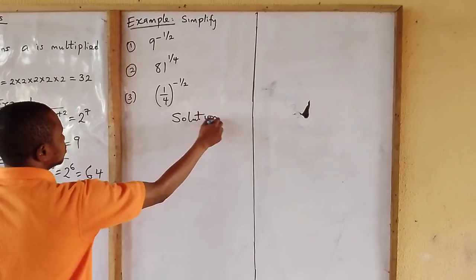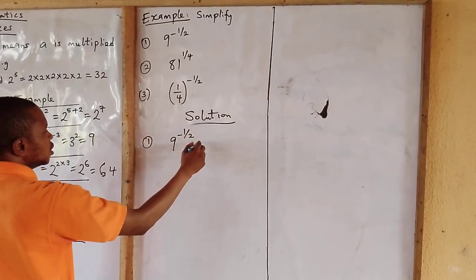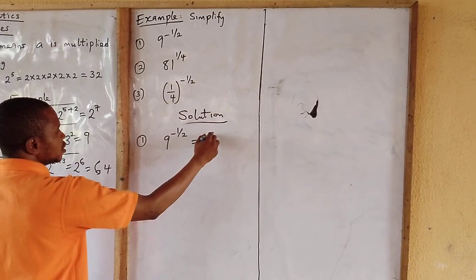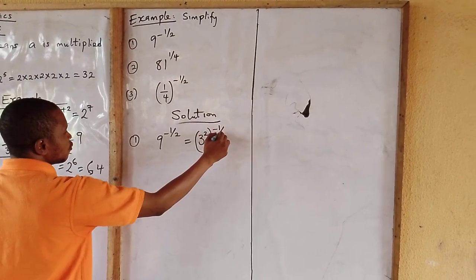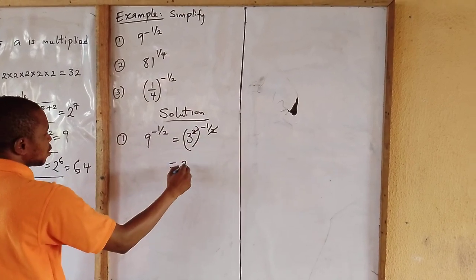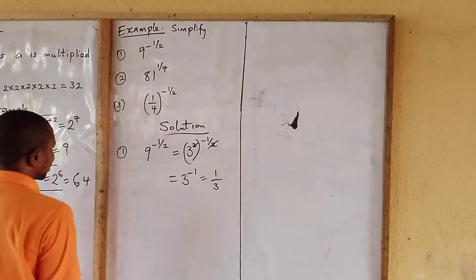Simplify the following. Number 1, we have 9 raised to the power minus 1 over 2. 9 will be written in index form. So we are going to have 3 raised to the power 2 in brackets of minus 1 over 2. So these two, we eliminate. We are going to have 3 raised to the power minus 1, which is also equivalent to 1 over 3.